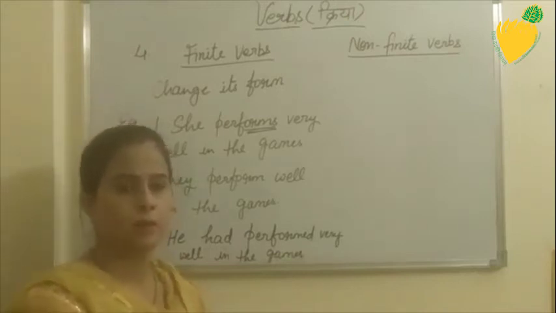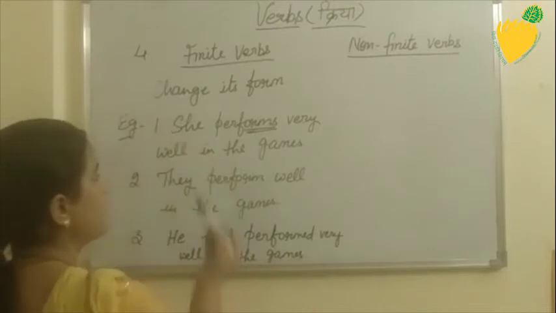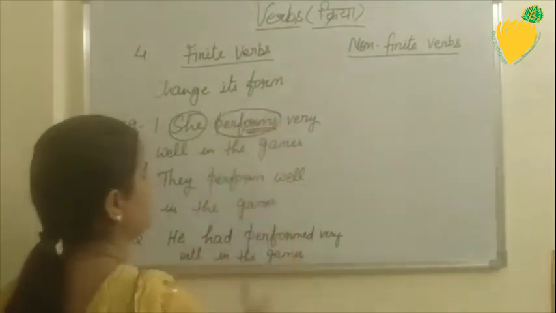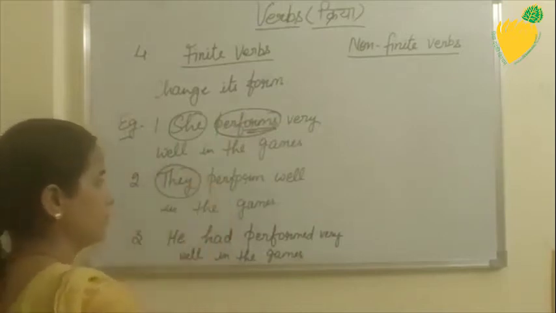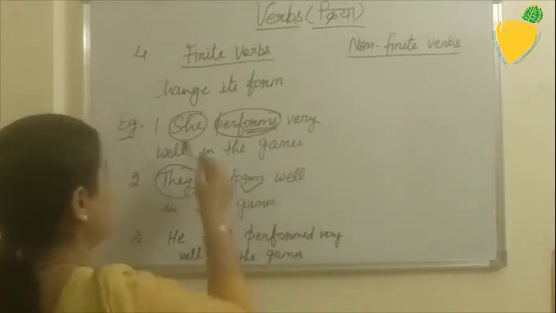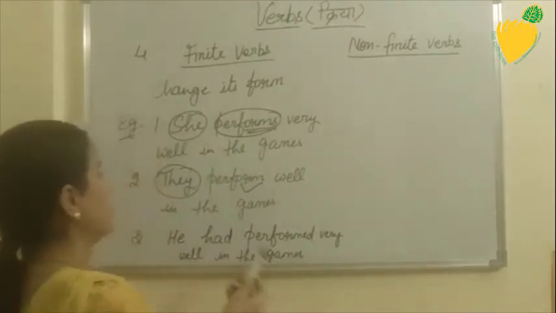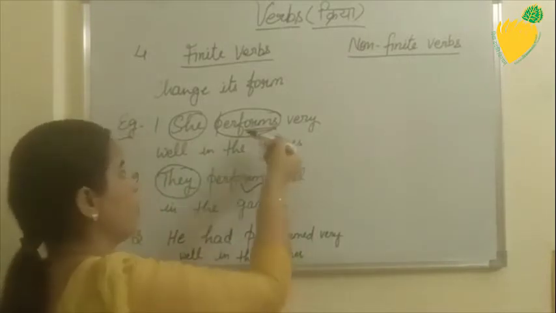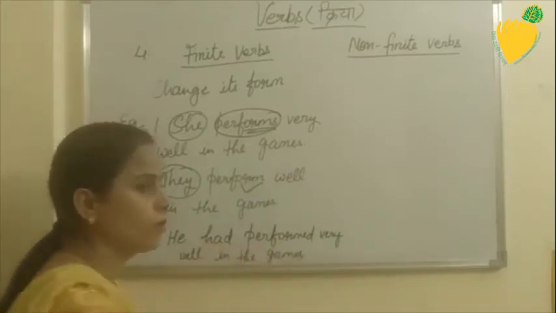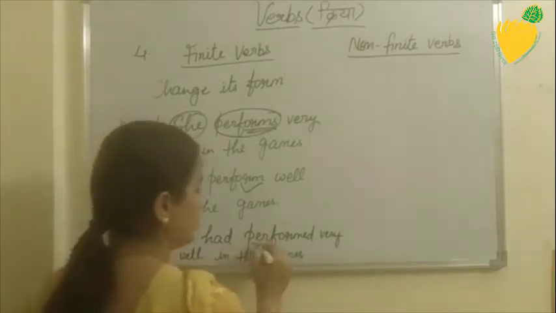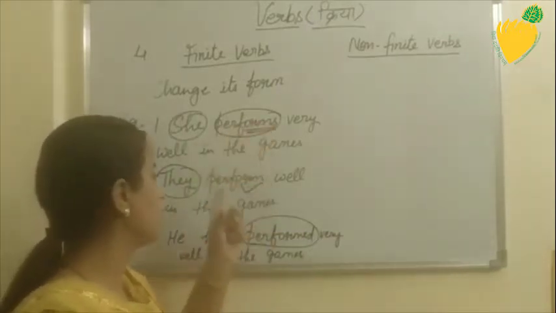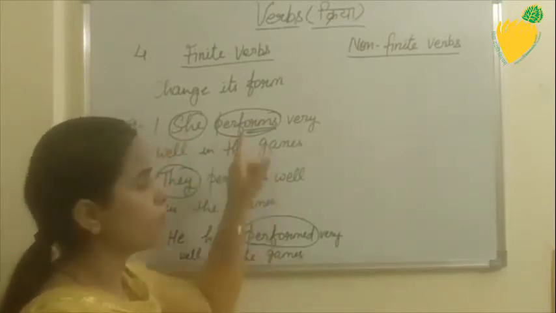Now students, look at the examples very carefully. In the first sentence, the subject is she and with she the verb is performs. Now in the second sentence, the subject is they, so the verb is perform. In this verb, s is not being used. These both sentences are of present indefinite tense, but due to the change of subject, the form of the verb is changing. Now look at the third example. This is a sentence of past perfect tense. So according to that, the verb is performed. So have you observed? This verb perform is changing its form according to the subject or tense. So this verb perform is a finite verb.